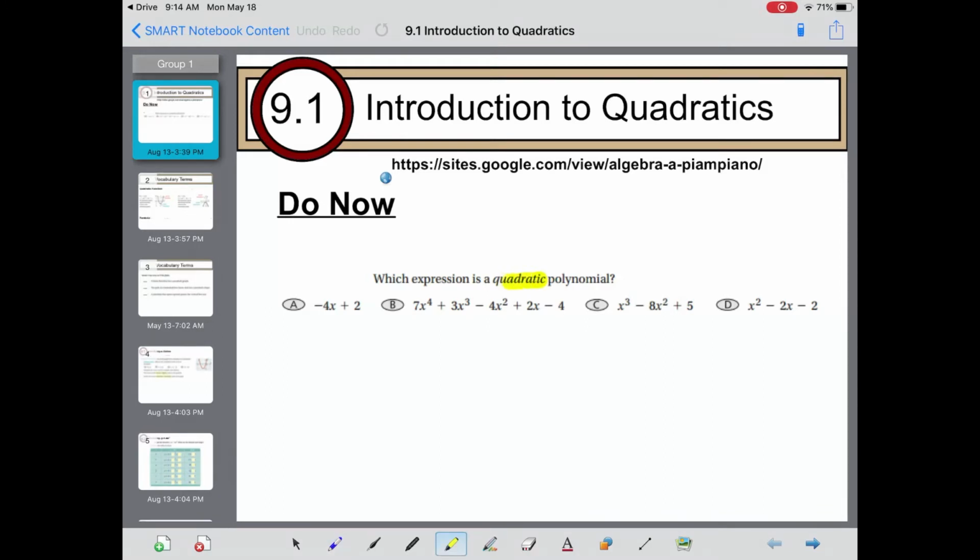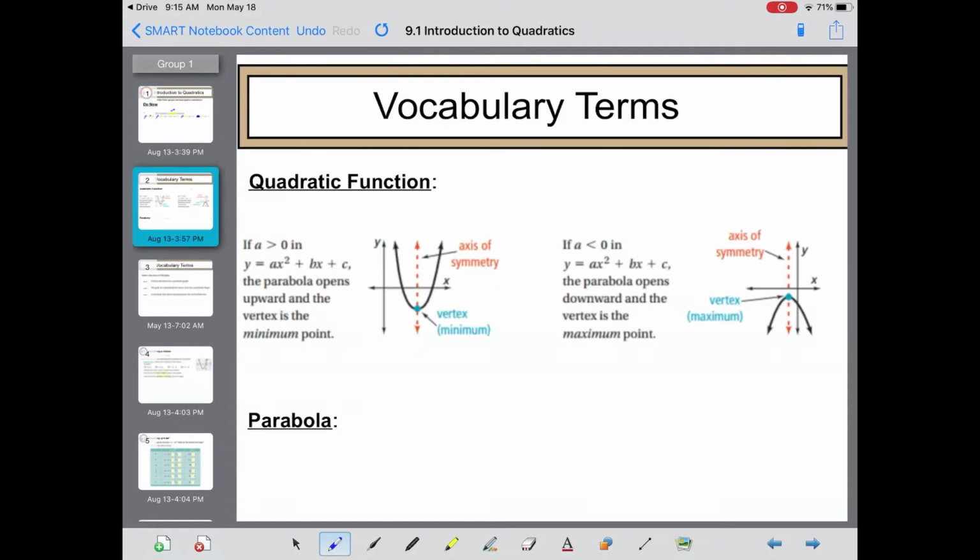The do now asks, which expression is a quadratic polynomial? Well, the word quadratic means the highest exponent in the polynomial is 2, or squared. So I'm going to look at the highest exponent from each one. This first one doesn't even have an exponent. That means it's a 1. No good, no good, no good. Your only quadratic is option D, x squared minus 2x minus 2.